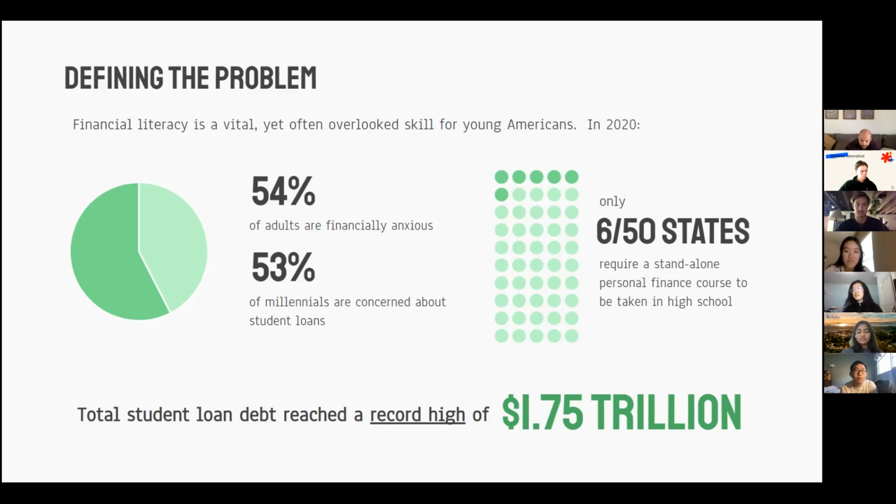Unsurprisingly, this leaves over half of American adults feeling financially anxious, with a current student loan debt of over $1.75 trillion. When we were ideating and developing solutions, we were specifically targeting college students because of the diversity of underserved communities they represent, particularly low-income communities. But we also soon realized that we hope to cater to anyone who considers themselves financially illiterate.